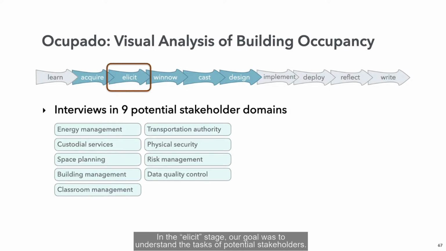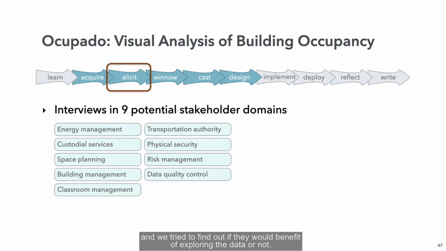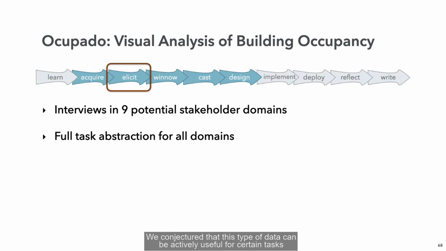In the elicit stage, our goal was to understand the tasks of potential stakeholders. We conducted a series of interviews with users from 9 different domains, and we tried to find out if they would benefit from exploring the data or not. We did a full task abstraction for all domains to find out if there is a match. We conjectured that this type of data can be actively useful for certain tasks, but is not appropriate for others, for example when it's important to see movements or highly accurate head counts.